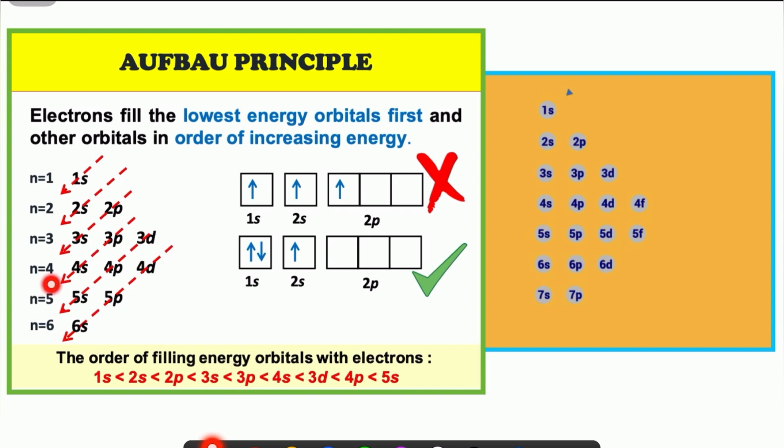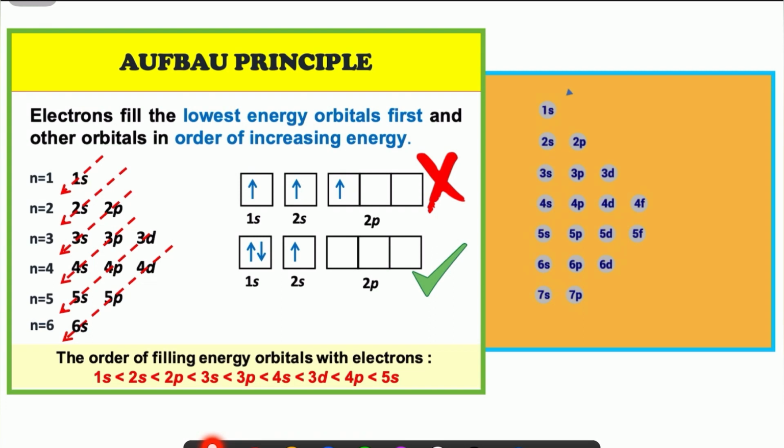Okay, n equal to 4, actually it has until 4f, but normally for your syllabus, mostly you just need to write the electronic configuration using until orbital d only. So no need to fill the electrons in orbital f. So you can just write until d. Actually, this is a guide for you to fill the electrons in the orbitals.